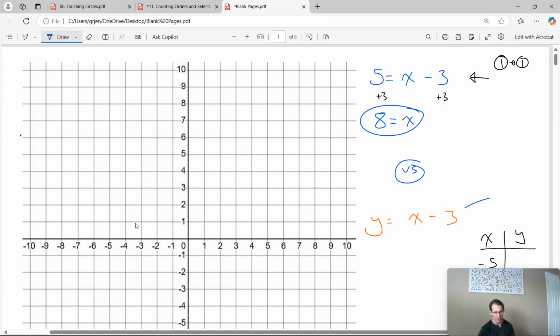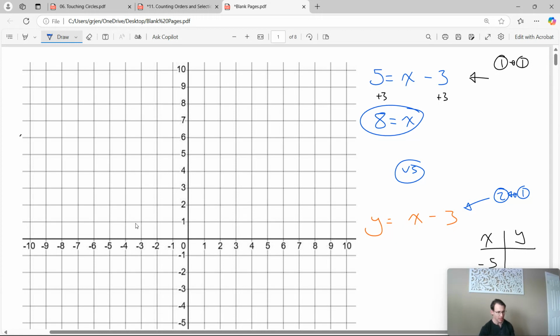But what if I had this situation? The value y is equal to x minus 3. Now I have two unknowns and only one equation. I can't solve it. I only have a relationship between x and y.